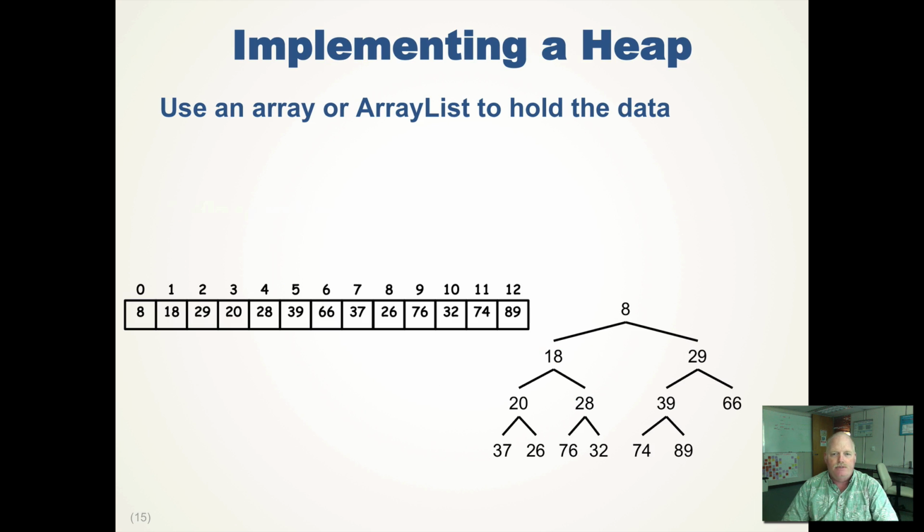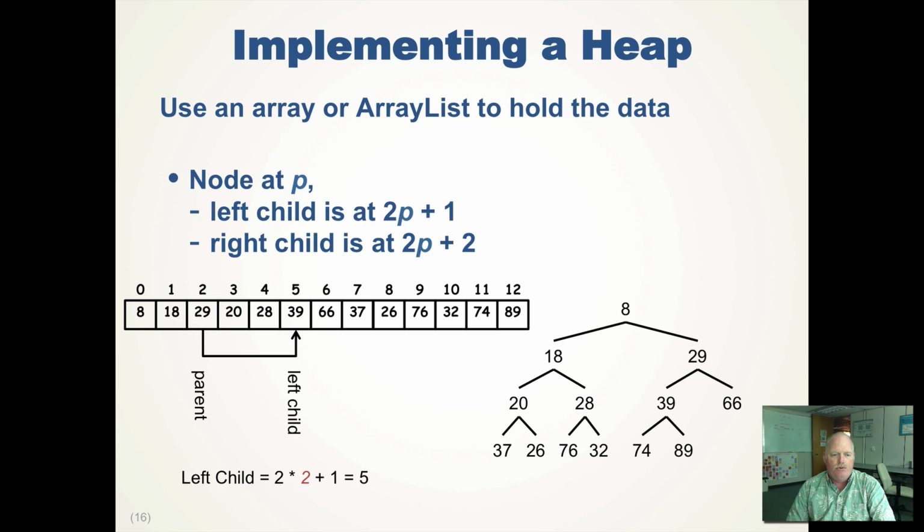And so let's talk about using an array list or an array to hold the items, and how we can implement a heap using an array or array list. So we have the array on the left that shows the heap. It's got 8, 18, 29, so it's got all the items. There are 12 nodes. So we define the concept of a parent, node P, and a child.